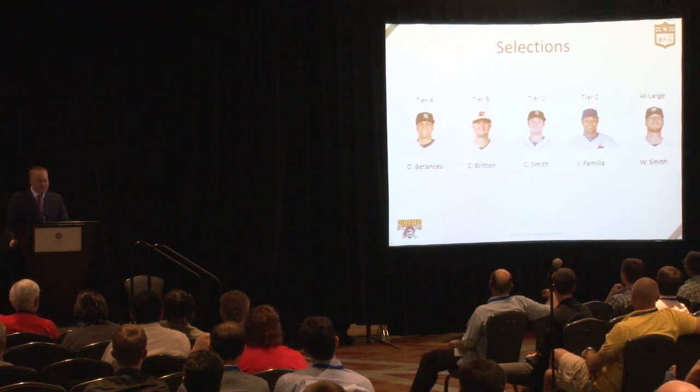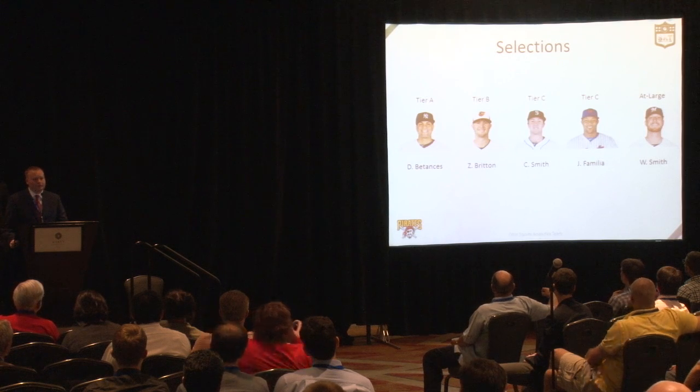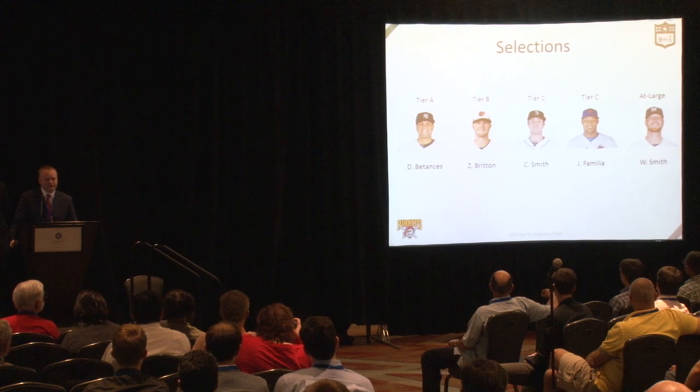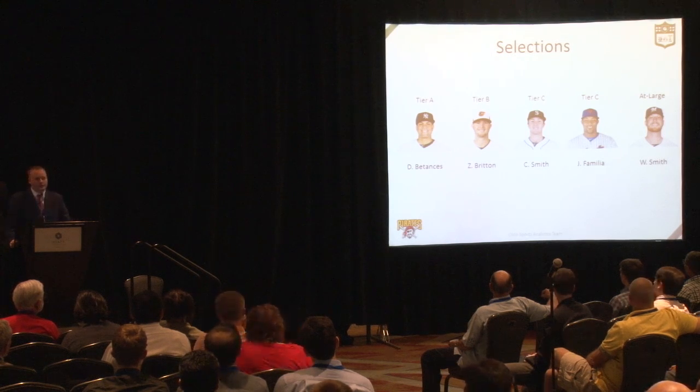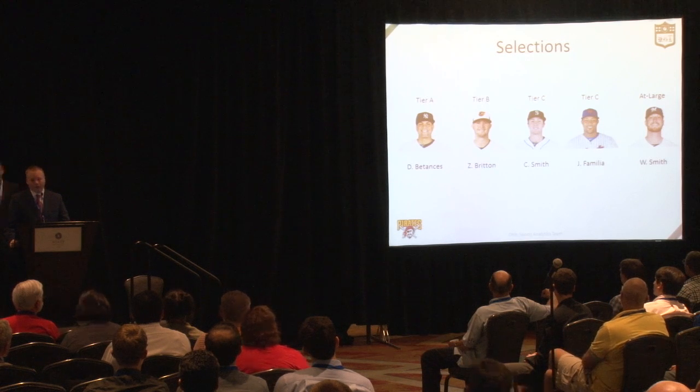Now on to our selections. For Tier A, we had Dellin Betances. Tier B, we had Zach Britton. Our 2 Tier C selections were Carson Smith and Fernando Familia, and our at-large selection was Will Smith. Now on to Harris with our general methodology.